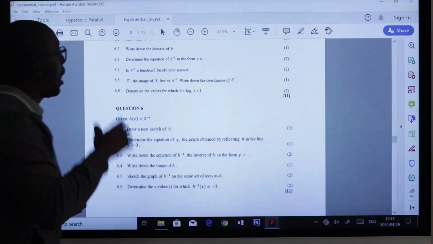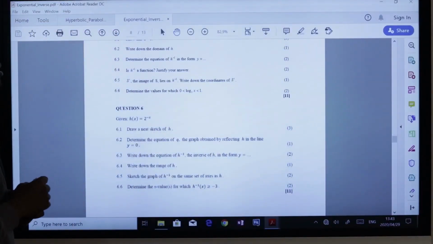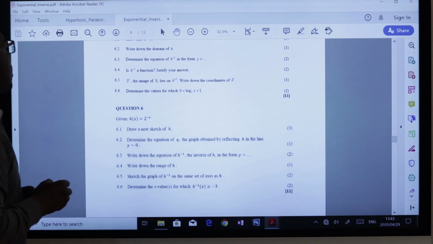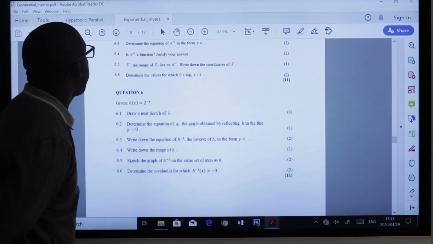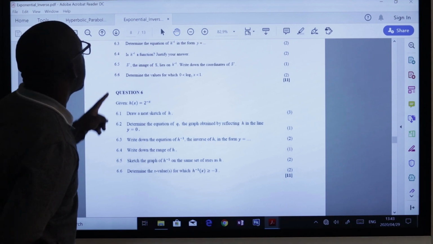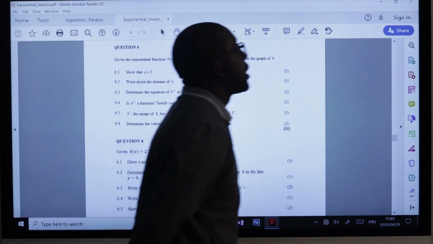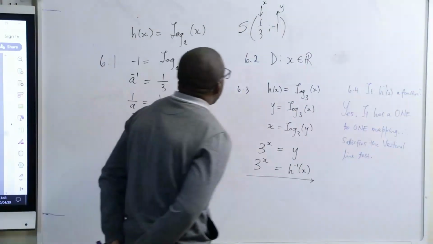So yes, it is a function because it passes the vertical line test. Next up, 6.5. S prime, the image of S, lies on h to the minus 1. Write down the coordinates of S prime. We already know what S is.